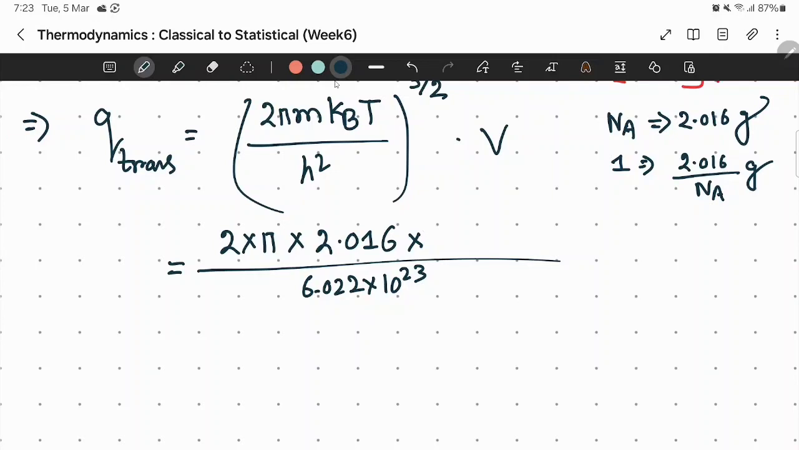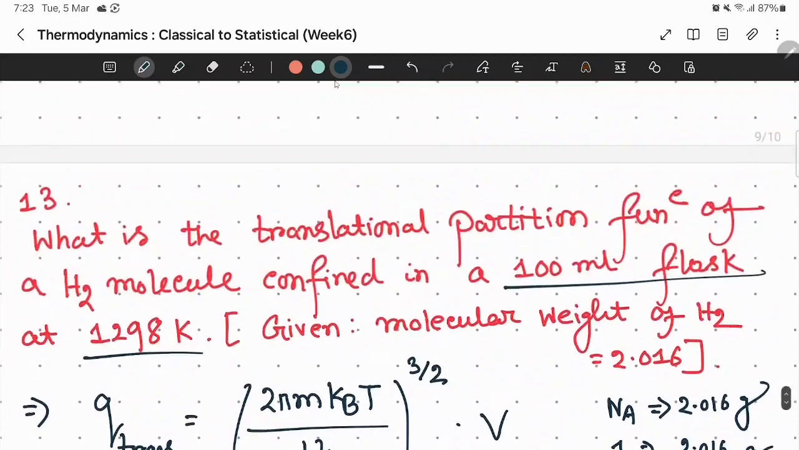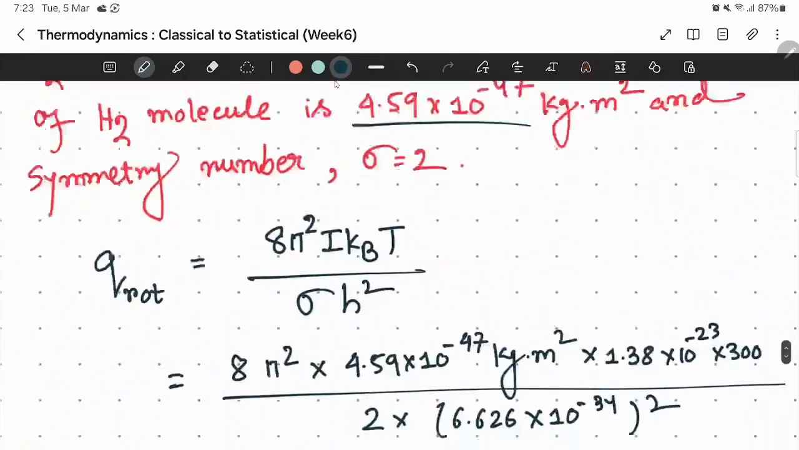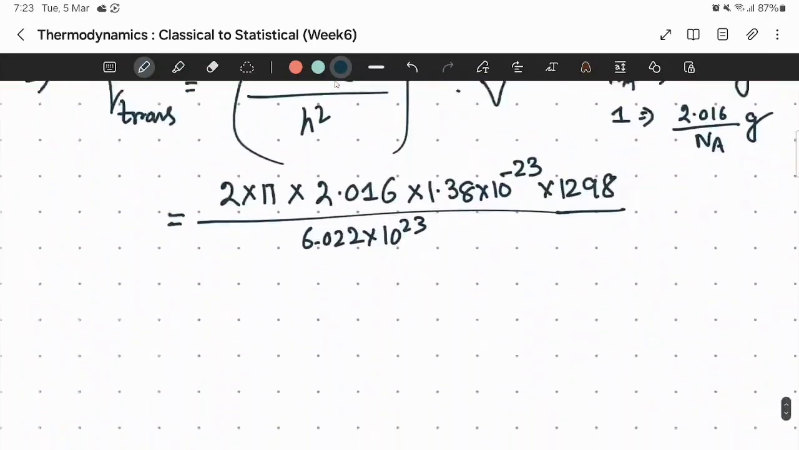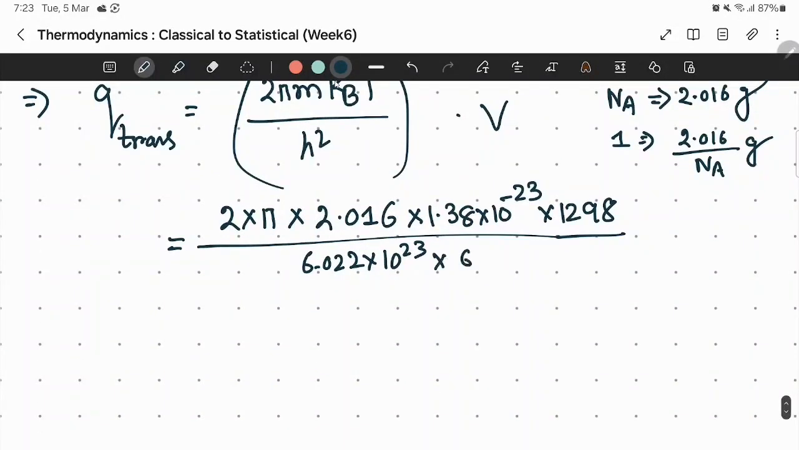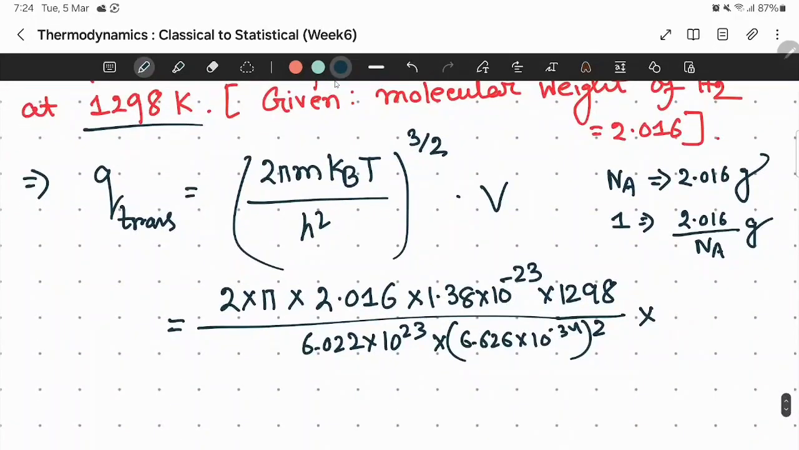What is kB? kB is 1.38 into 10 to the power minus 23. Temperature 298 probably. And h square, h is 6.626 into 10 to the power minus 34, square. What is the volume? 100 ml.